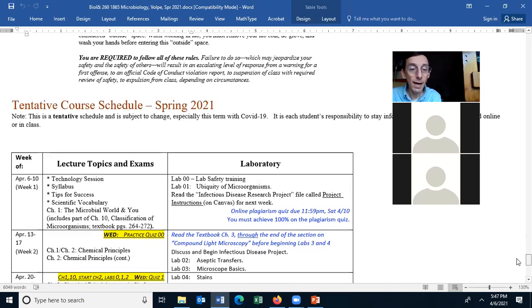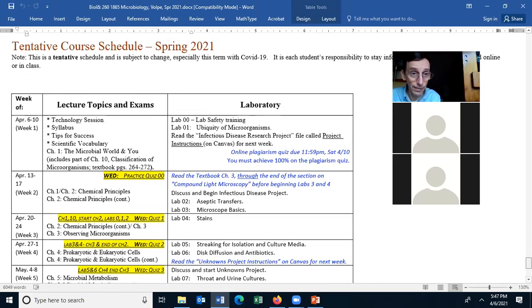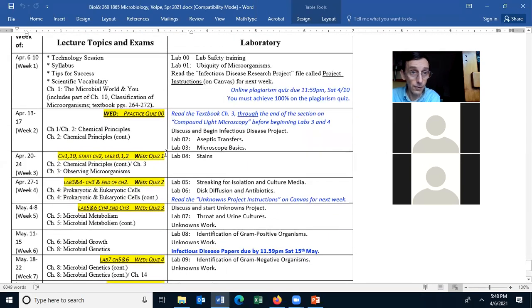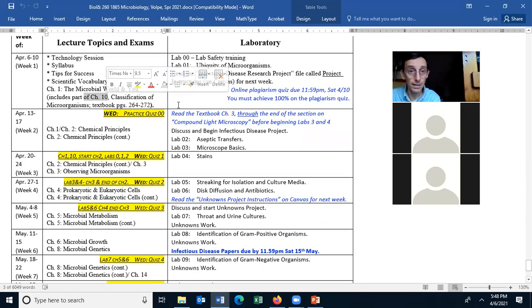And then scroll down to the bottom of the syllabus. You'll have the tentative course schedule. It is subject to change. This week we're going to be going over technology, the syllabus, which I've essentially done now, tips for success, and then chapter 1, and we'll start chapter 10 in this lesson. We probably won't get to it today, but we'll start chapter 1. And then on the right hand is the lab. If you'll notice, we're doing 2 labs today. Lab 00 on lab safety and lab 01. And that'll be at 6:30 today.